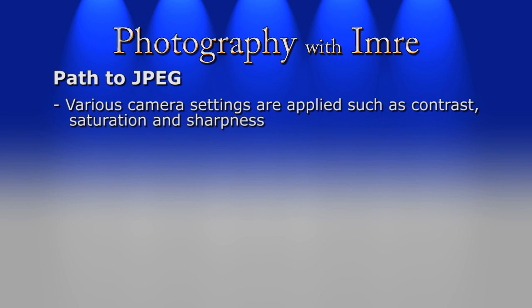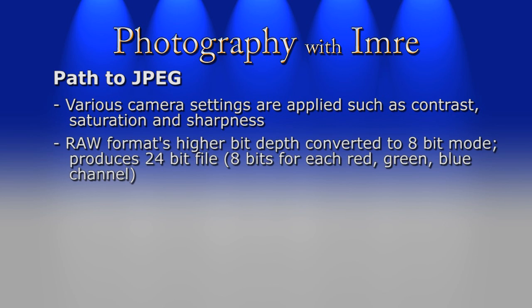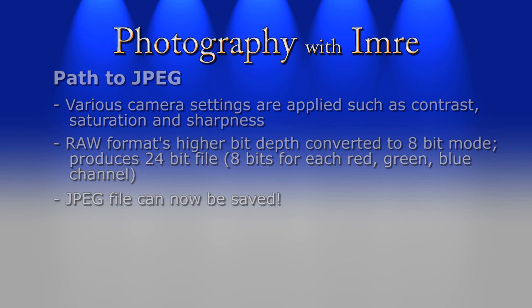Contrast, saturation, and sharpening are also applied to the image, generally based on the user-adjustable settings provided by most digital SLRs. And raw image data generally has a greater bit depth than JPEG files, usually 12 or 14 bits depending on the sensor. So before saving, the image needs to be converted into 8-bit mode. Finally, we can save the image.